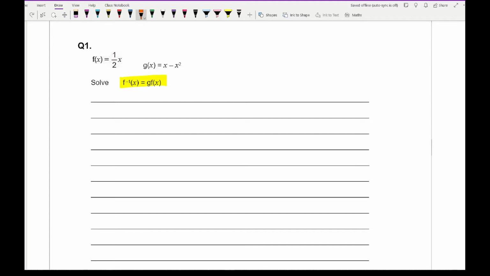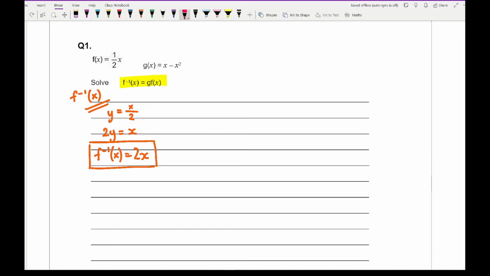So here for the inverse function of f, what we need to do is first of all make y equal to f of x. Now I'm just going to rewrite this as x over 2, which is the same thing, and then I make x the subject, so I'm going to end up with 2y equals x, and then I swap the x for the inverse function of x and I swap the y with x, so the inverse function of f is 2x.